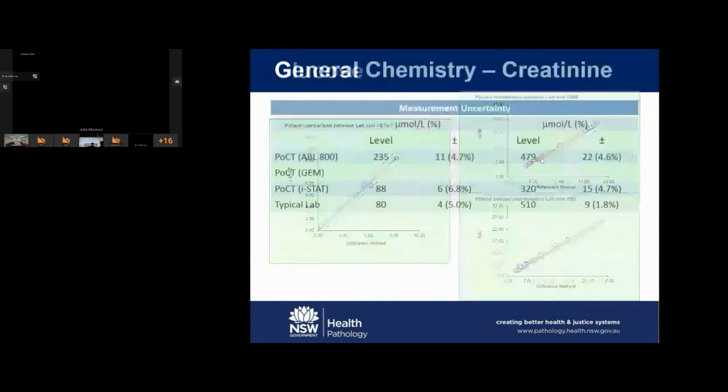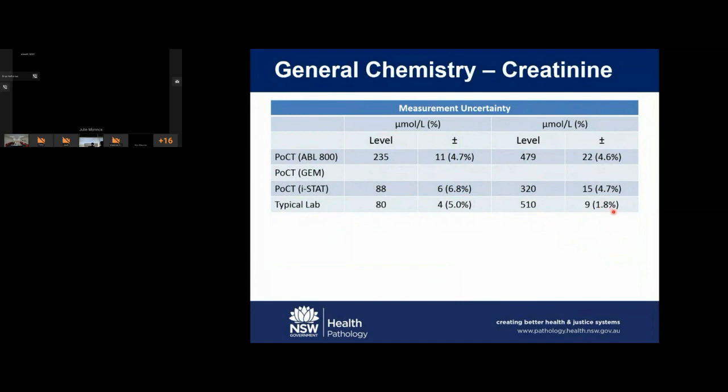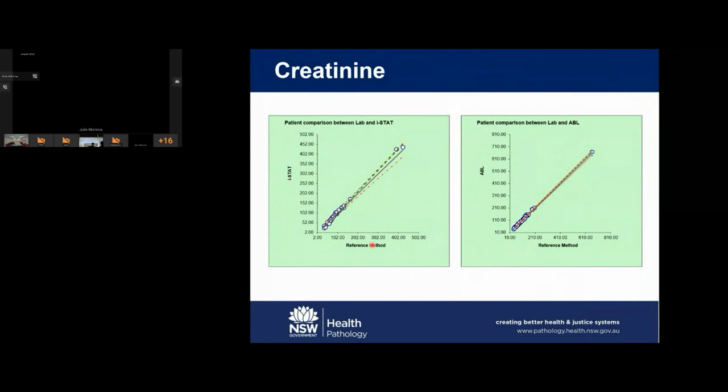Creatinine, the lab does look better, especially on the higher sample here, but this is a lab running the latest enzymatic creatinine method. The older Jaffe assays, not as precise, but still medically useful. Worth noting, all the assays, the iStat, the ABL, and the labs are all approved for eGFR estimation, and so they're all giving medically and clinically useful results. Comparison-wise, we can see that they compare almost identical.